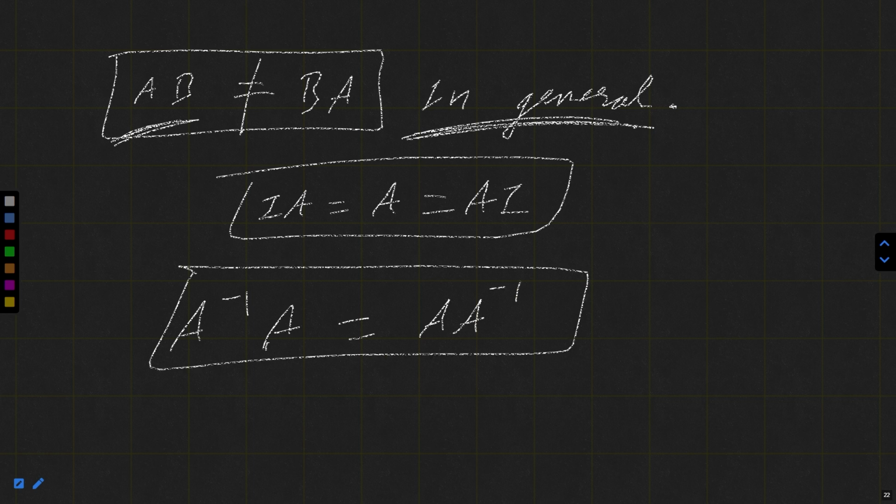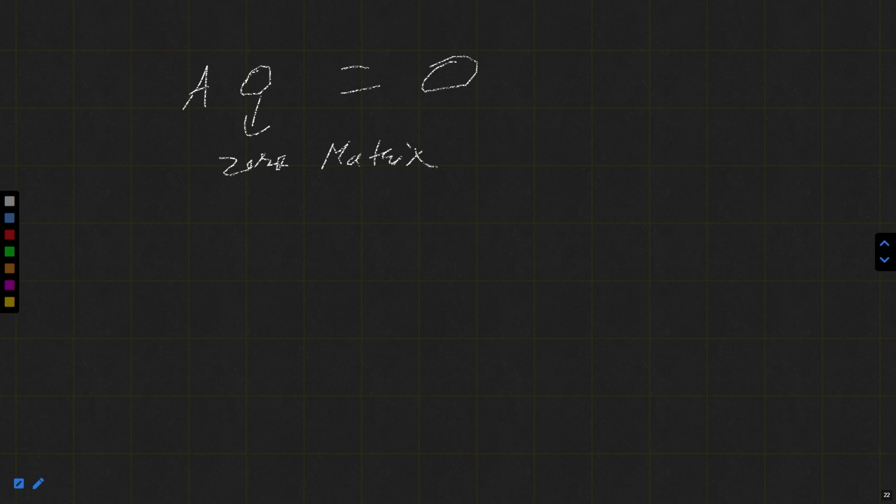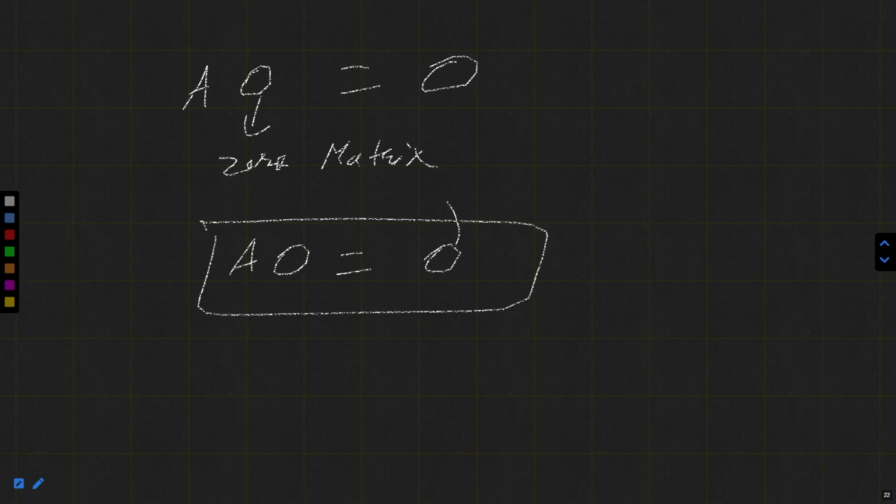A inverse A will be the same as this, and this is nothing but the identity matrix. Clear? Now more properties. A times the zero matrix will always give you 0, or 0 times A will always give you 0. Clear? Simple properties we are recalling. You will have no hard time memorizing this.